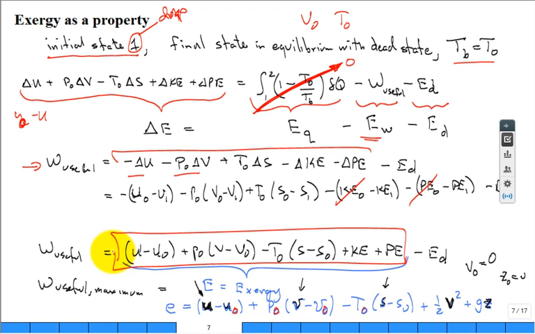Why is it useful? Because if you have no exergy destruction, no irreversibilities, no entropy production, then this is 0, and it tells you the maximum useful work out of the system. Here I've expressed it on a per unit mass basis: the property exergy is U minus U naught, plus P naught times V minus V naught, minus T naught times S minus S naught, plus 1/2 V squared plus gz. That was a lot to swallow in 2 slides, was it not? Are you lost yet? It's pretty tough.